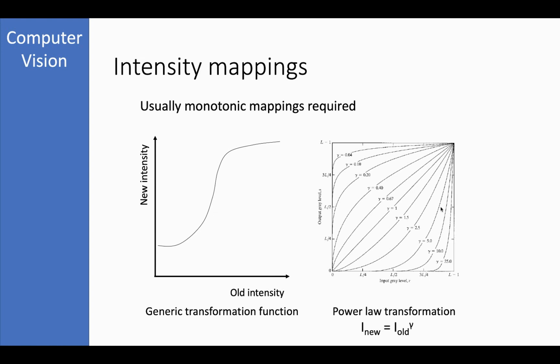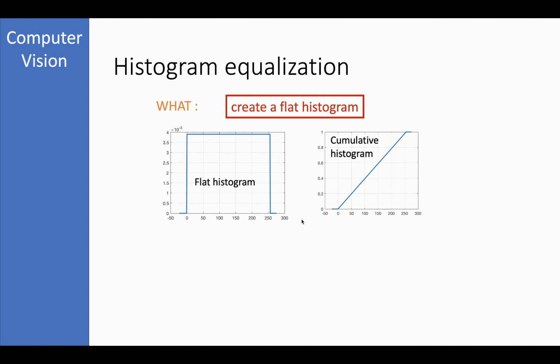How do we correct it? We use intensity mappings. Effectively, we try to create monotonic mappings between the old intensity and the new intensity. And we can use generic transformation functions like the one that's given here, or we can use power law transformations. Using such input to output mappings, we will try to correct the histogram. And the method, histogram equalization, has a very simple principle. Given an image, we want to convert the image intensity such that in the end, we obtain a flat histogram. The cumulative distribution function or cumulative histogram of a flat histogram will basically look like a simple line without any changes, just a ramp.